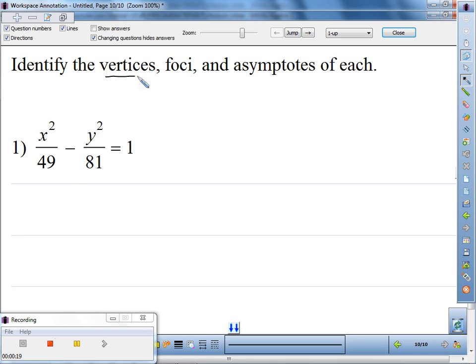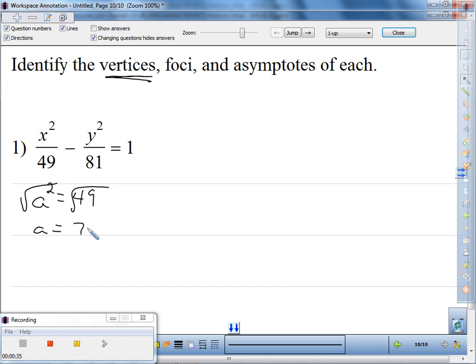Let's find the vertices. Okay, the vertices is always your a value, and the a value always comes first in a hyperbola. Okay, so we have a squared is equal to 49. Right. So a is equal to 7. So our vertices is going to be... I'm not 0. It's x. It's in the x location, so it's going to be (7, 0) and (-7, 0). Okay, so that's our vertices.